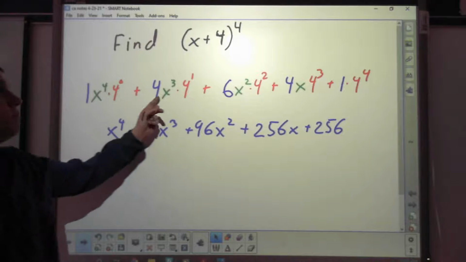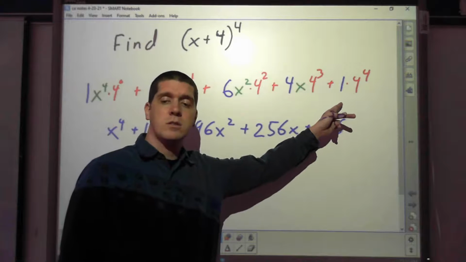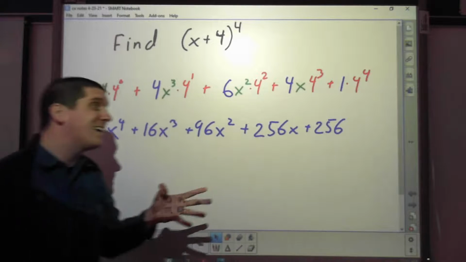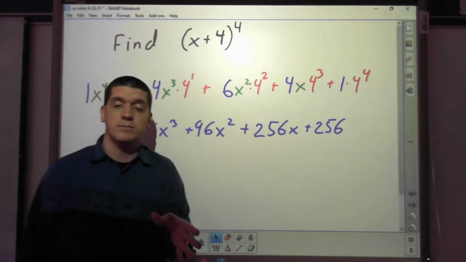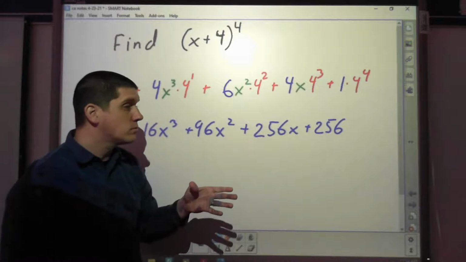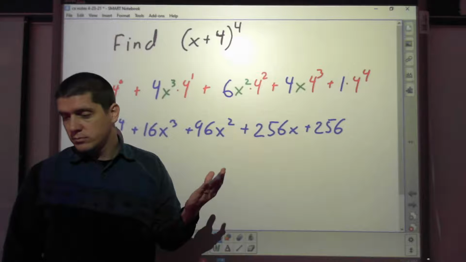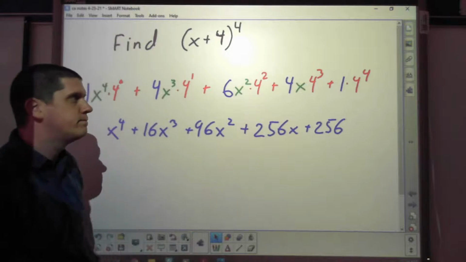Again, I'm able to bypass those combinations strictly based on the idea of, hey, I know Pascal's triangle. And that is really cool. That's a really cool thing then.